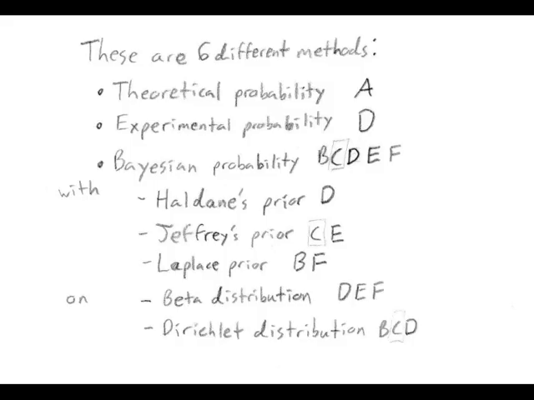Unfair. The 6 answers were calculated using 6 slightly different methods of probability. Theoretical probability got A, experimental probability calculated D, and Bayesian probability calculated the others. The Bayesian probability was done with a Haldane's prior, a Jeffreys prior, or a Laplace's prior on either a beta distribution or a Dirichlet distribution.